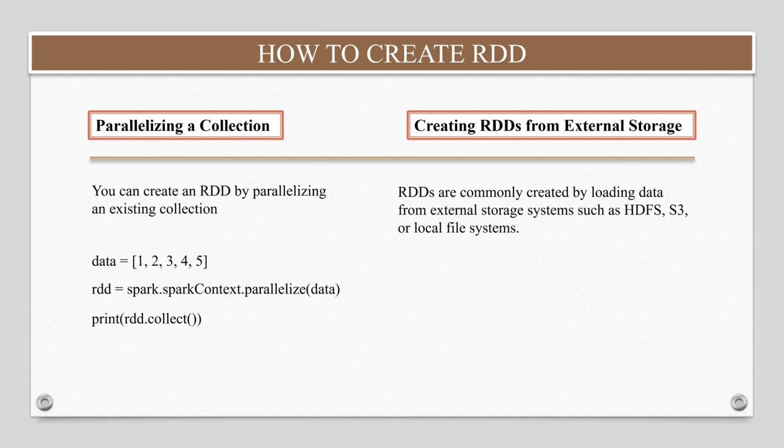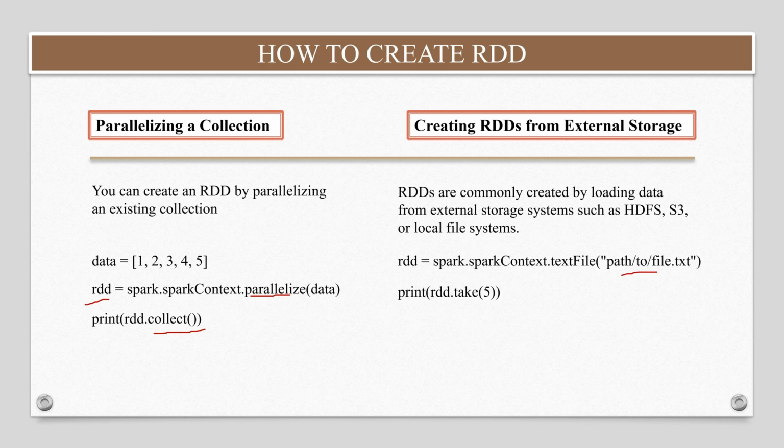In parallelizing a collection, we have created a list in Python, that is data = [1, 2, 3, 4, 5]. Then we created an RDD. The parallelize function converts the Python list into an RDD distributed across the Spark cluster. Then we have used the collect function. The collect function is an action that brings the entire RDD data back to the driver program.